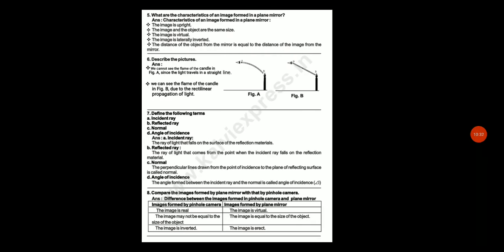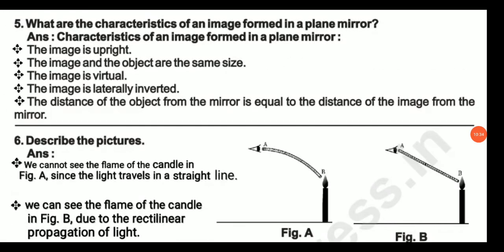Shadow. Fifth question, what are the characteristics of image formed in a plane mirror? Already I said while teaching, the image is upright, the image and the object are of same size, the image is virtual, the image is laterally inverted, the distance of the object from the mirror is equal to the distance of the image from the mirror.